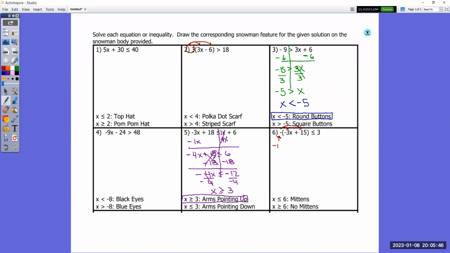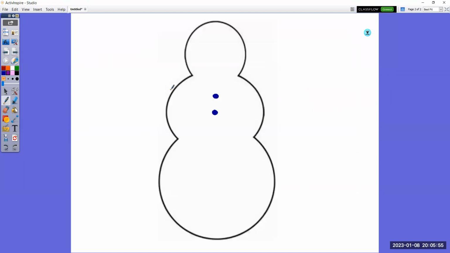Now on our snow person, we need arms that are pointing up instead of down. So when I go to my snow person, it doesn't matter how you make your arms. That's totally up to you. You can create them however you want. You can, for example, make them kind of like a stick arm, or if you want, you can make them an arm that has maybe a mitten on it or a glove. It's your choice. You're a snow person. You're going to decorate it however you see fit.